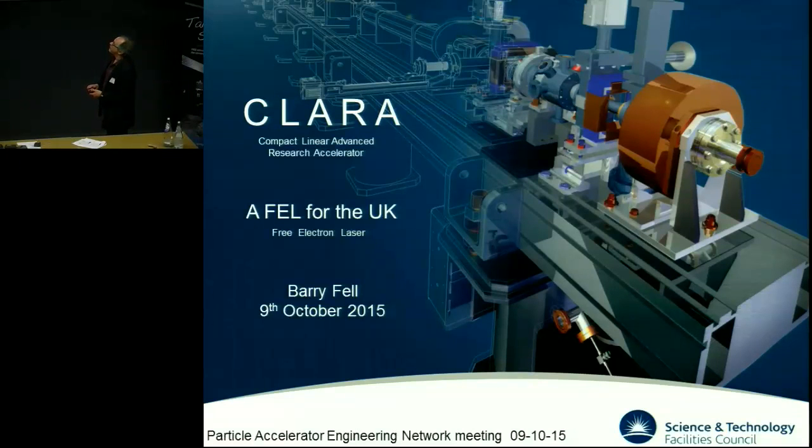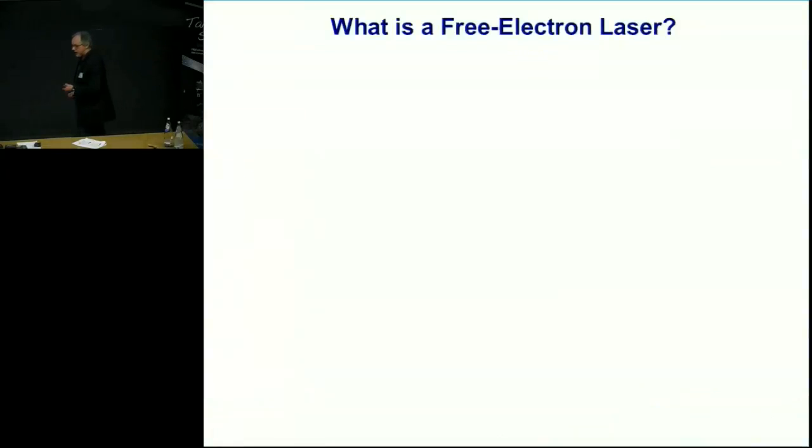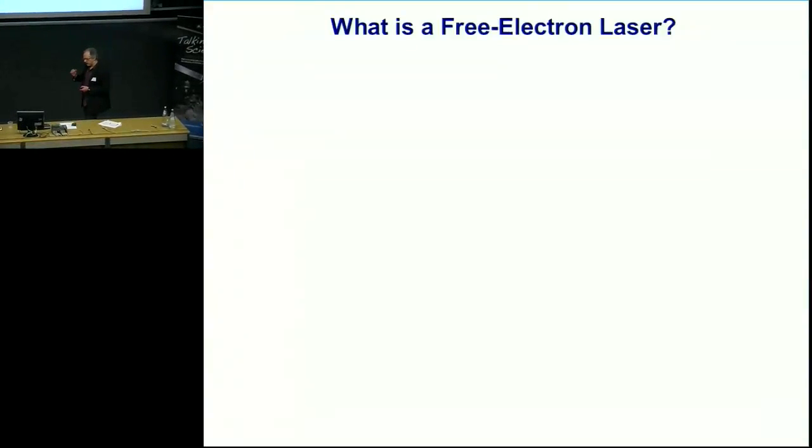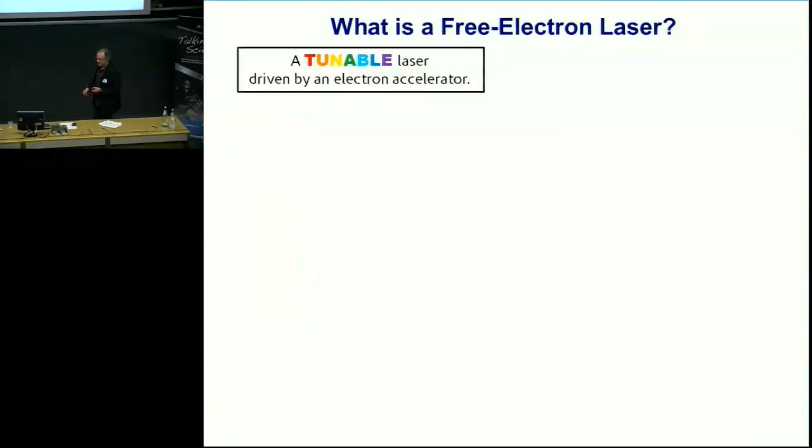And the FEL in particular I'm talking about is CLARA, the Compact Linear Advanced Research Accelerator, if we're getting our acronyms out the way. So first thing, what is a free electron laser? It's certainly a laser in that it's monochromatic, meaning single wavelength, and it's coherent. All the light pulses are in step with each other. It's also got a great advantage over standard lasers. It's very tunable over a wide range of the electromagnetic spectrum, and it's driven by an electron accelerator, as we'll see.